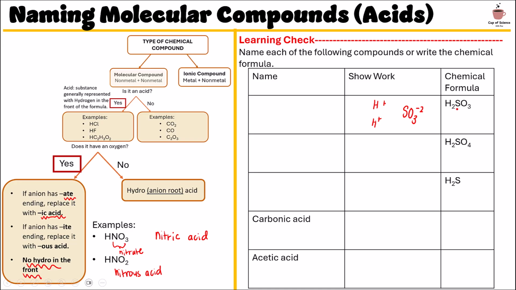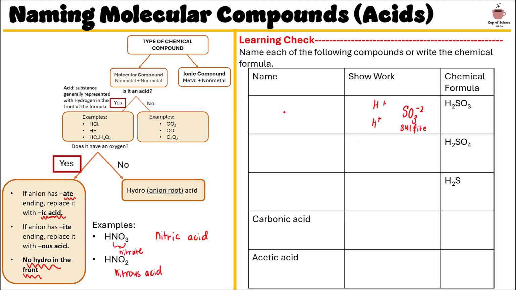Now, you look at this, and is this a molecular compound? Let's go all the way from the beginning. Is that a molecular compound or ionic? This is molecular because everything is nonmetal. Is it an acid? Yes, because we have hydrogen in the front. Great. Now, does it have an oxygen? Yes, it does. And that oxygen in here lets me know there's a polyatomic ion with either an ate ending or ite ending. And this one is sulfite. So I'll write that for you. Sulfite.